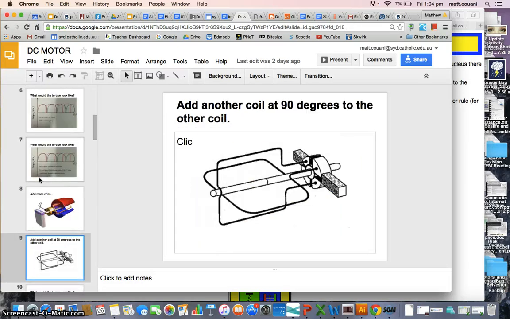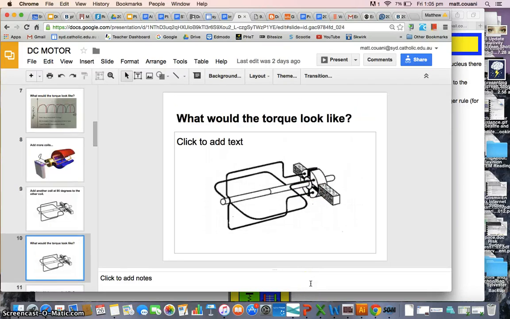Okay. All right. What I could also do is add another coil at 90 degrees to the other coil. So here I've got one coil attached to one split in the split ring commutator, and then I've got another coil that's perpendicular at 90 degrees to that initial coil. And so what I've got is 2 splits here. And what would the torque look like for a motor like this? Pause now and see if you can draw it. Give it a go, see what you think.